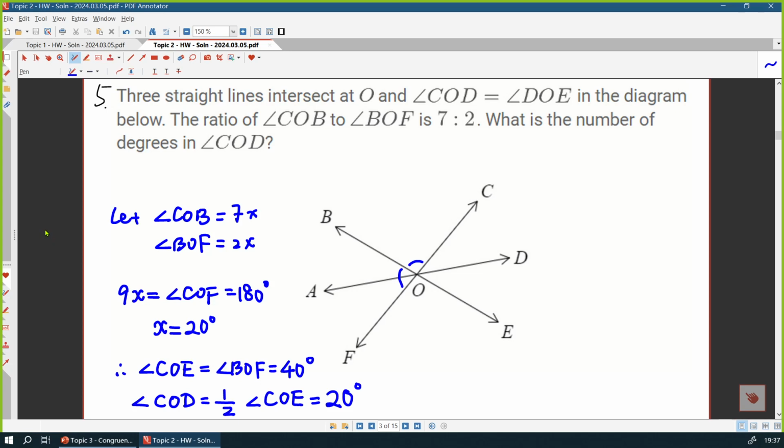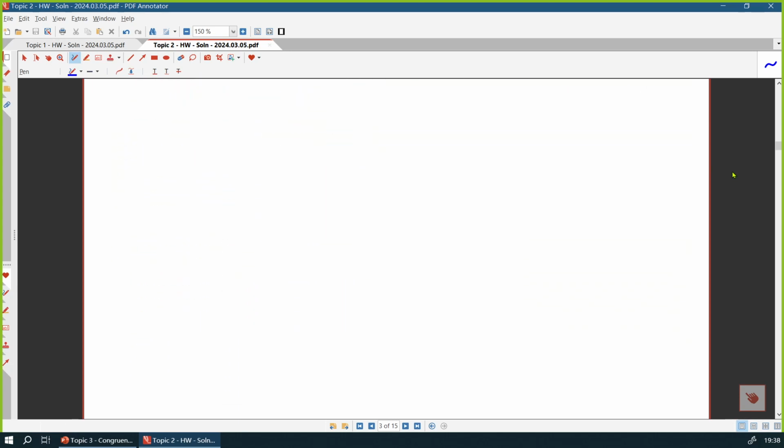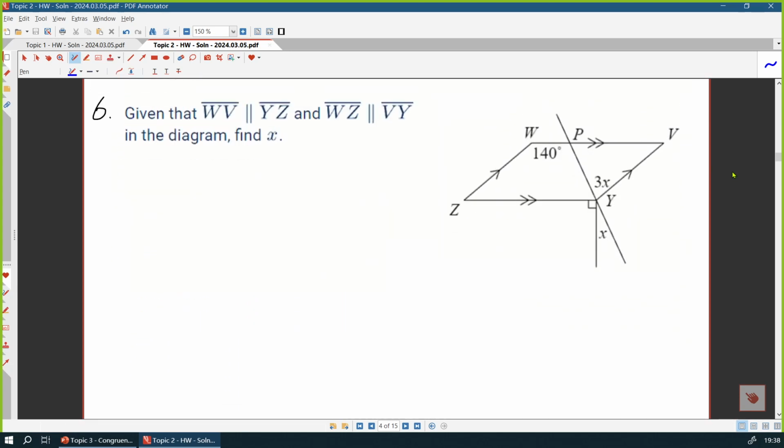Yeah, sometimes the diagram is not necessarily drawn to scale. That's why we need to prove the theory, right? Okay, next one. Number 6.